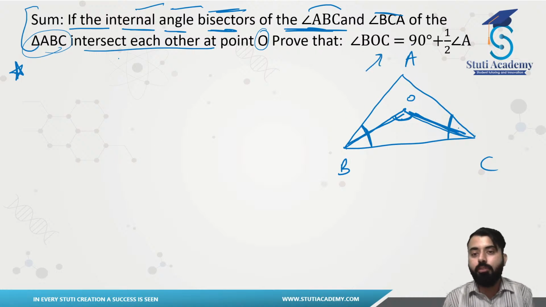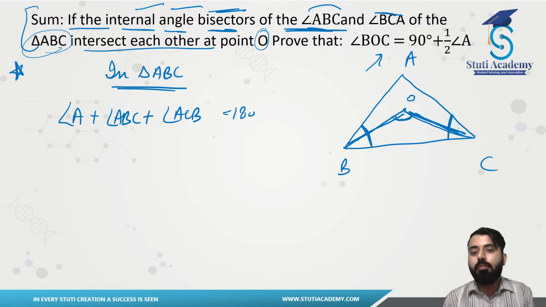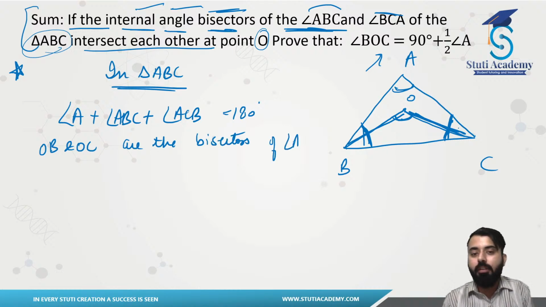Now you guys see, if I just focus on a triangle, in triangle ABC, I know angle A plus angle ABC plus angle ACB should be 180, right? This complete angle and this complete angle, the sum of all three angles is 180 degrees. I hope you guys get the point here, right? Now you guys know OB and OC are the bisectors of angles ABC and angle ACB respectively, right?